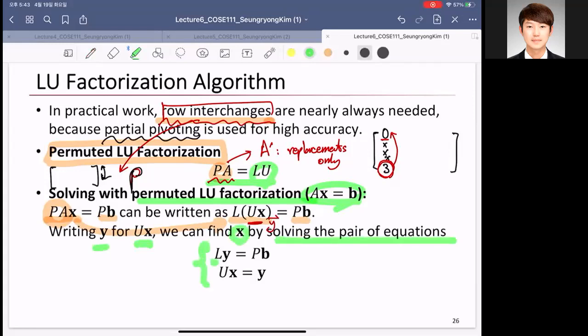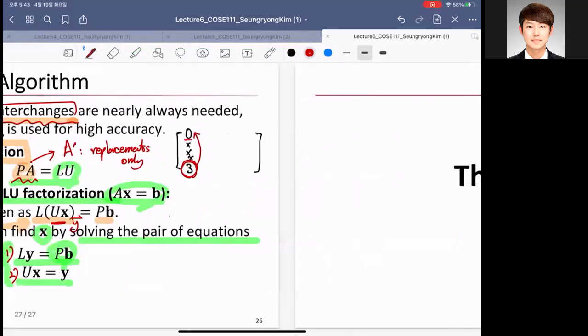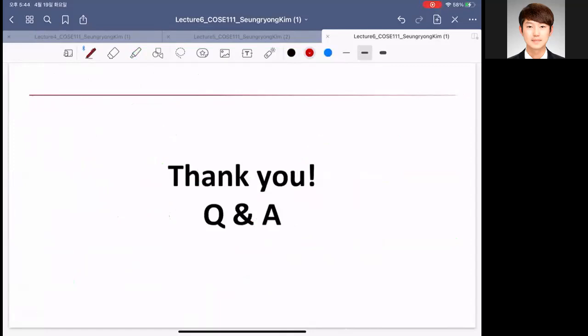First of all, LY is equal to PB, not P anymore, PB. So let's assume that we already know the permutation matrix P. Then the first equation is going to be LY is equal to PB. Then the next equation is going to be UX equal to Y. UX equal to Y. Second equation. Then this is the LU factorization algorithm for the general cases, general matrix cases, right? That's it. Question.